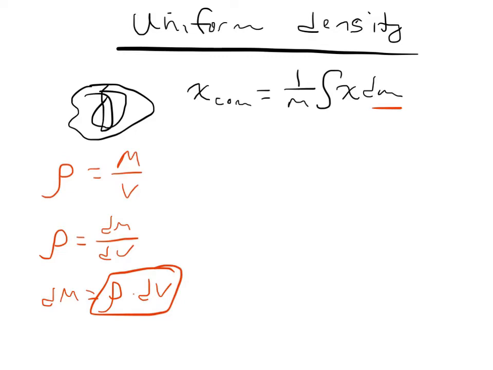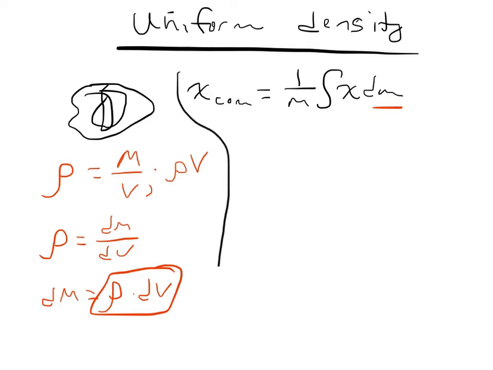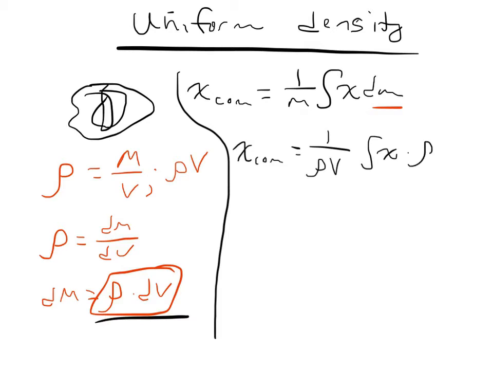And similarly, going back up to this first equation, we could rewrite m as density times v. So therefore, we can get our center of mass written in terms of how its volume changes. So we could say that our x center of mass equals 1 over mass, where mass is density times v, or rho v, times the integral of x dm, where dm is rho dv.